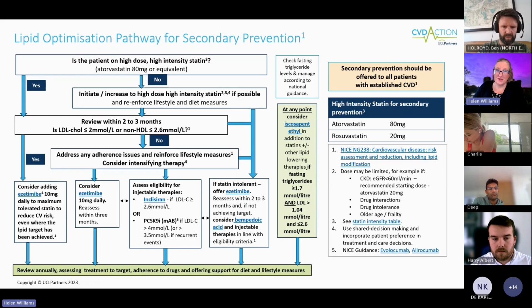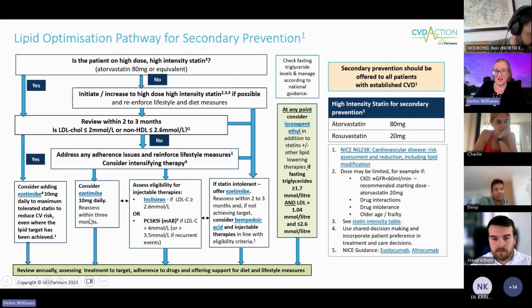Some labs report LDL, some report non-HDL. We're trying to get it consistent across the country at the moment nationally, but you should get one of the two, and therefore the patients need to achieve one of the two. The preference is LDL now, but a lot of places have moved to non-HDL, which is fine. Again, if they're not achieving targets, think about adherence and reinforcing lifestyle measures. Most patients will get to these targets on statins alone, but some will need intensification of therapy.